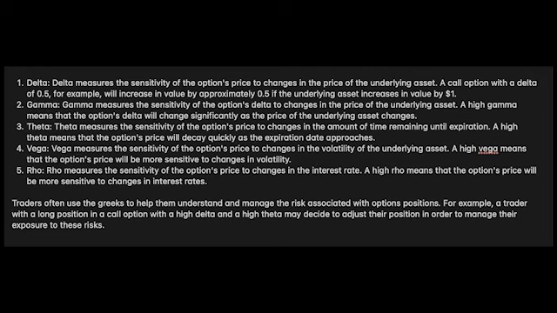Rho is a Greek that measures the rate of change of an option's price with respect to changes in interest rates. Now it's basically the same as Vega, but instead of volatility affecting the premium, it's interest rates.